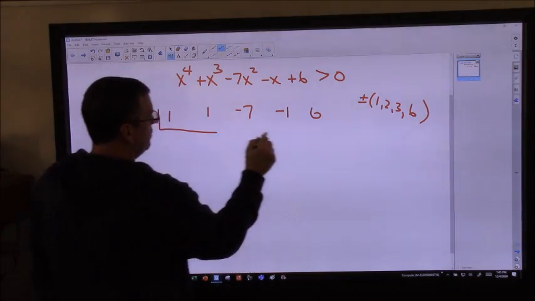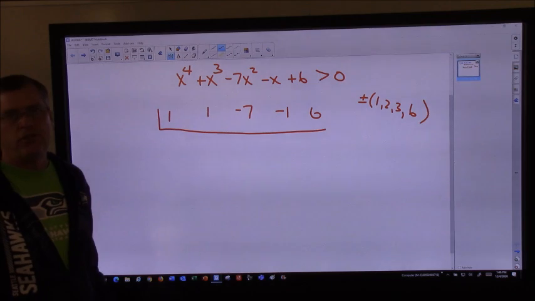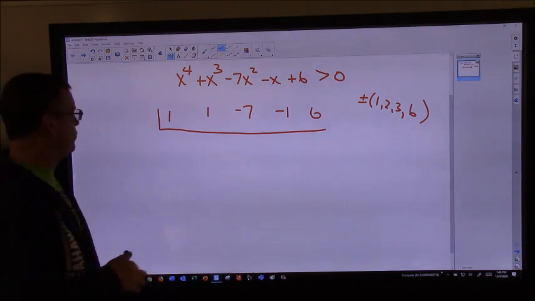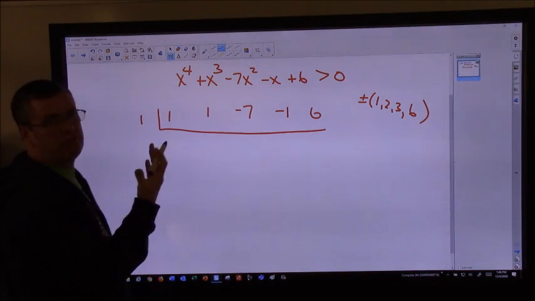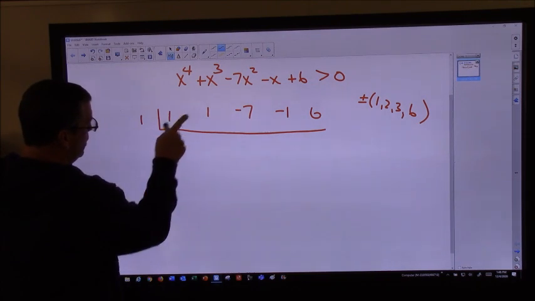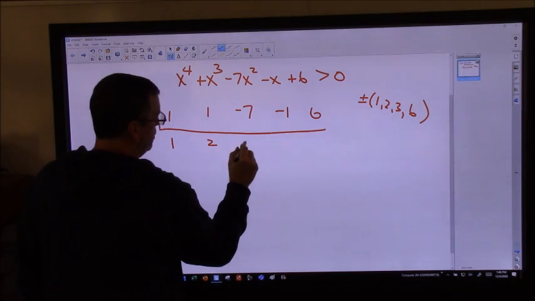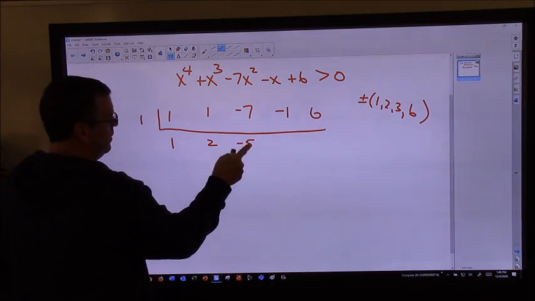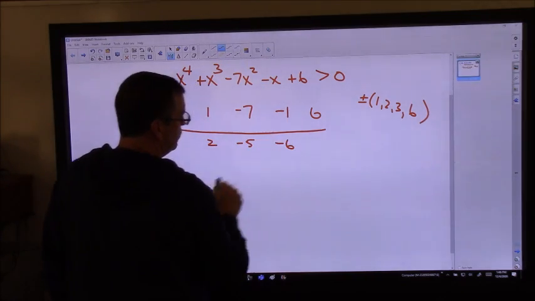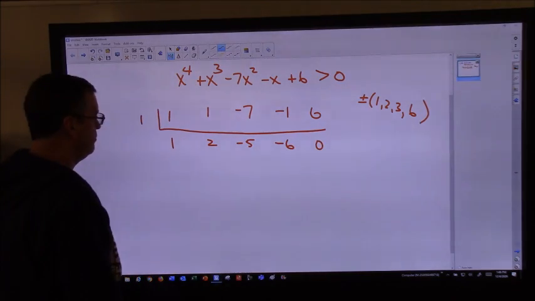So when I look at these, my first thought is they all add up to 0. That means 1 works. I like it. That just helped me out a little bit. So bring the first number straight down, multiply, you get 1, add it to this, you get 2. 2 minus 7, that's a -5. A -5 minus 1, that's a -6. -6 plus 6, that's 0.